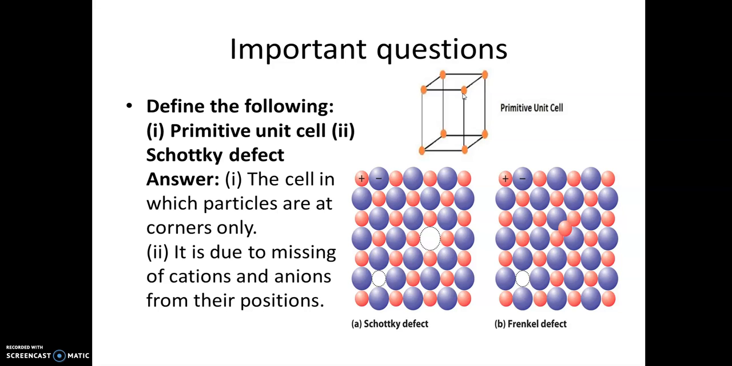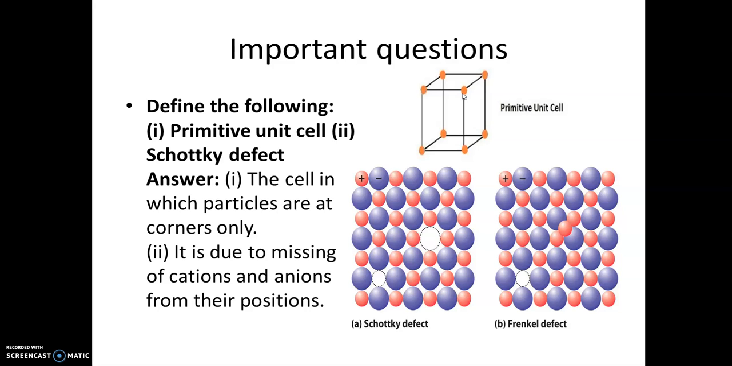The next question is Schottky defect. This is also important. From defects you can expect more questions, such as what is Schottky defect and Frenkel defect. They may give an image and ask which type of defect it is, and give an example. Such types of questions you can also expect.